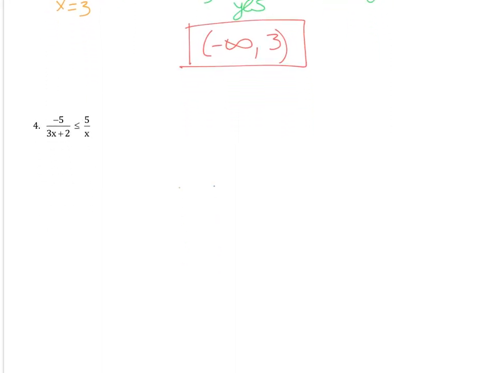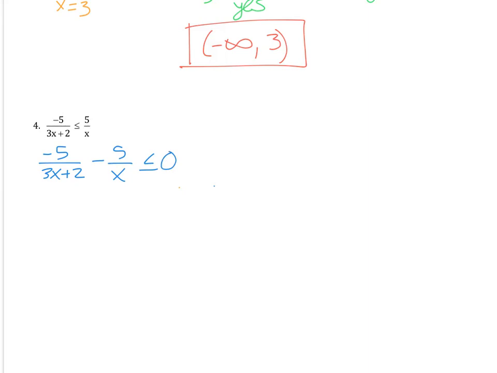Okay, we're ready for the last one. This one again, I need to move everything to one side. The trouble with this one is that I do not automatically have common denominators. This does not mean that you cross multiply.